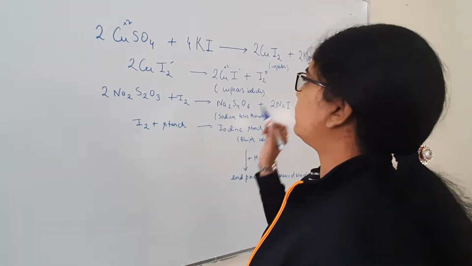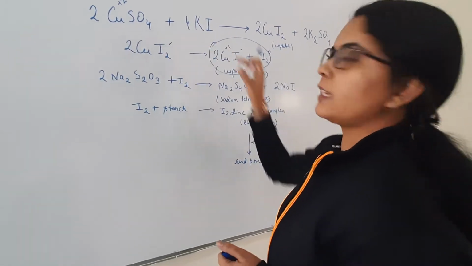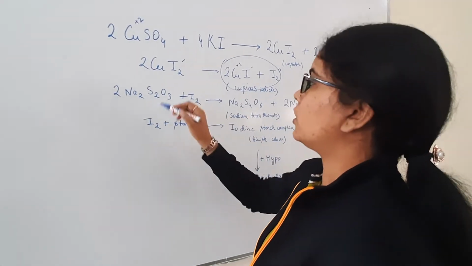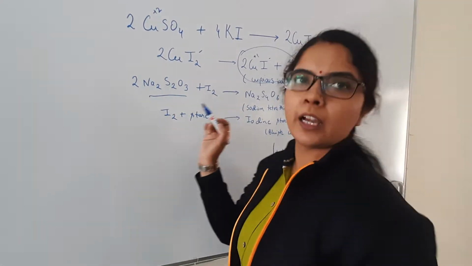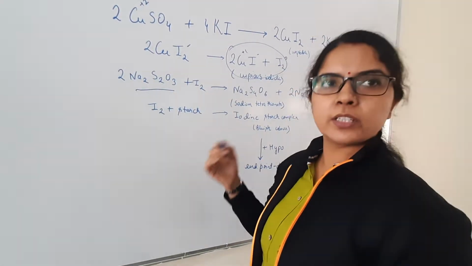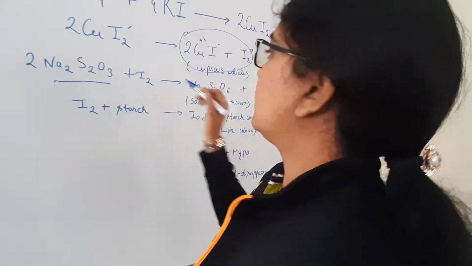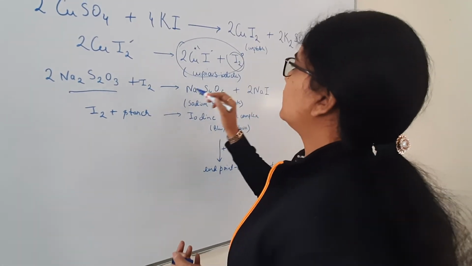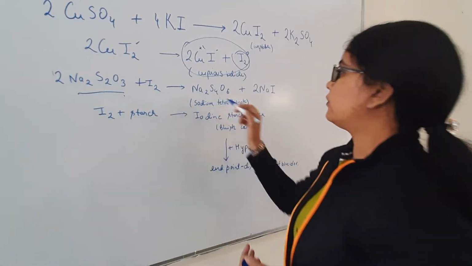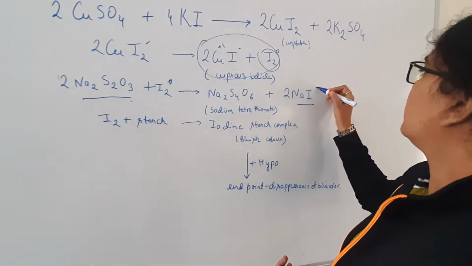Next, what happens when we titrate this reaction mixture? Now copper sulfate plus KI will be your reaction mixture and we have to titrate it against the standard solution of hypo solution, or sodium thiosulfate, which we take in the burette. This acts as a reducing agent, that means it will reduce the other and oxidize itself. When this liberated iodine reacts with the hypo solution, it forms sodium tetrathionate and NaI. You can see iodine going from 0 to -1 state.